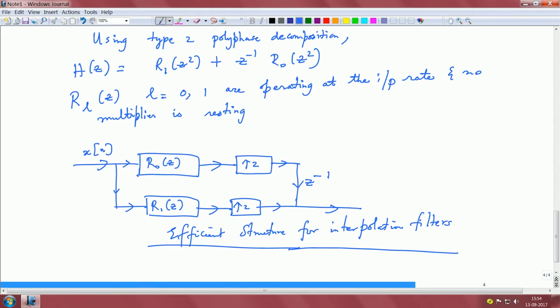Now you can imagine the scaling in terms of efficiency for L-fold expansion, right. If you did an L-fold expansion, you are inserting L minus 1 zeros into the signal, right, and therefore a lot of filtering is happening through these zeros. So you are drastically wasting your compute power and efficiency, and the filters are resting. Therefore using type 2 polyphase decomposition we can realize an efficient architecture for interpolation filters.